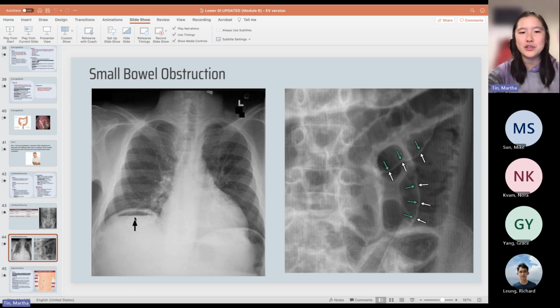Especially when you see it's got this crescent sign, with a completely flat line below. That's alarm bells for pneumoperitoneum.